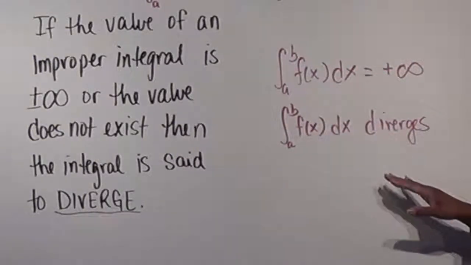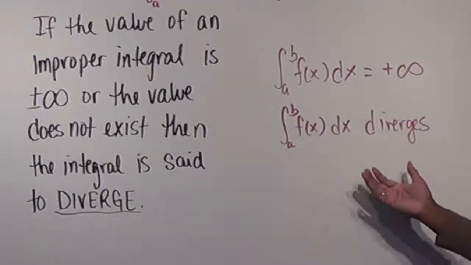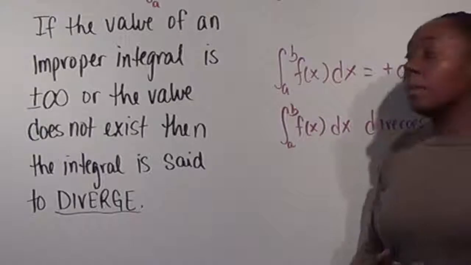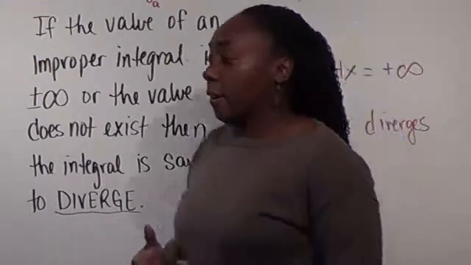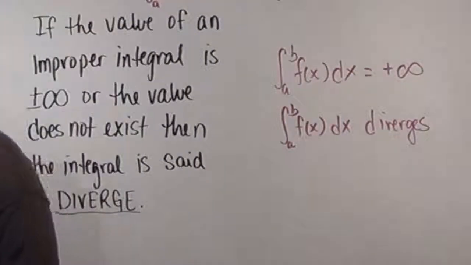When we say it diverges, we just say it diverges. And that just means that there is no real value for the area under that curve. Okay. All right. So now let's look at a couple of examples of improper integrals. And as we look at these examples, we'll talk about how to go about solving these and looking for the problem areas of these integrals.